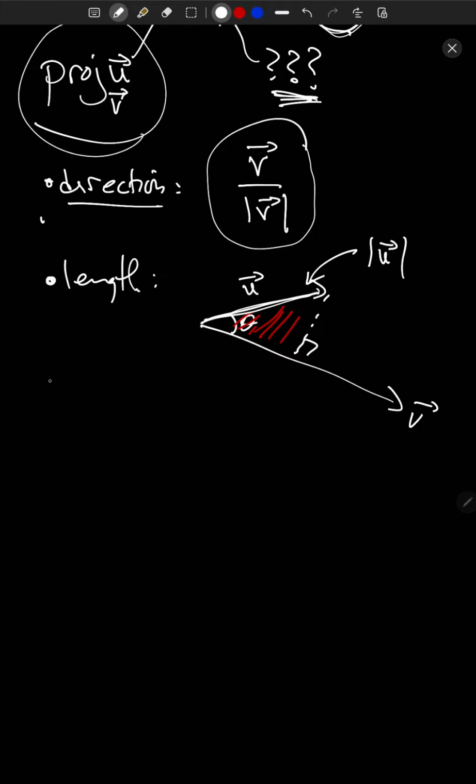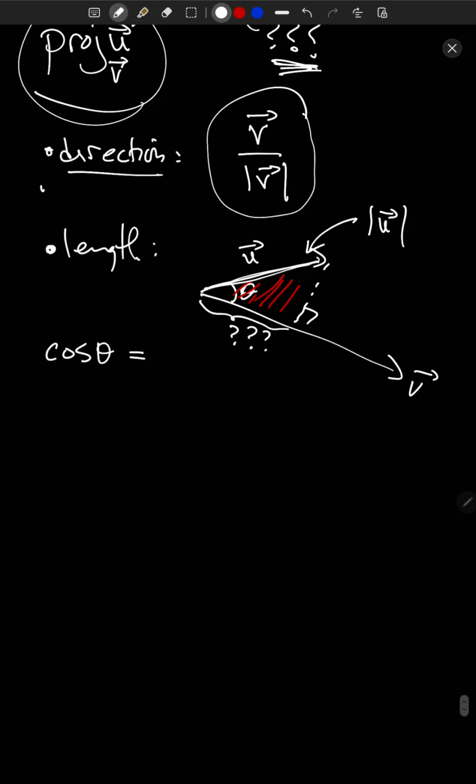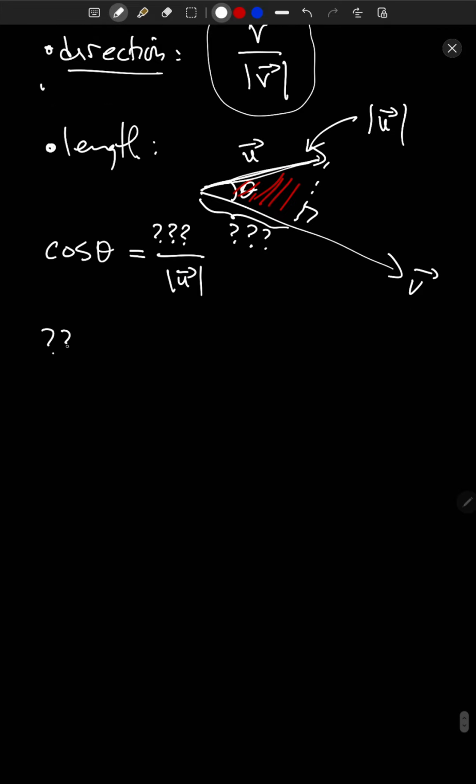All right. So cosine of theta is equal to adjacent over hypotenuse. The adjacent is the length that we were looking for, right there. We want that length. It's going to be the thing we're looking for over the length of u. So instantaneously, I get that the thing we're looking for, the length of the projection, is the length of u times cosine theta.